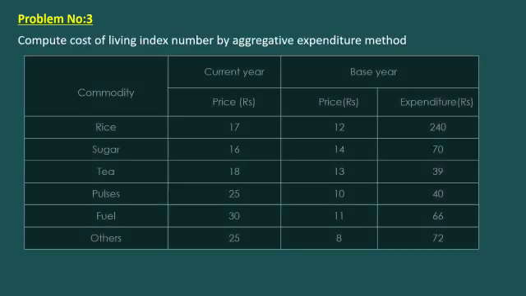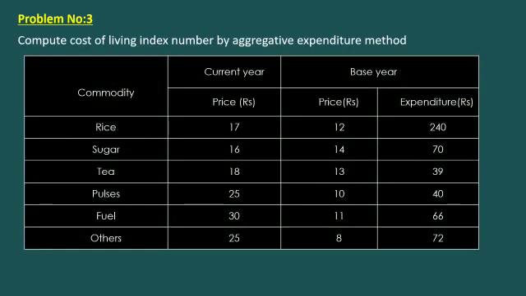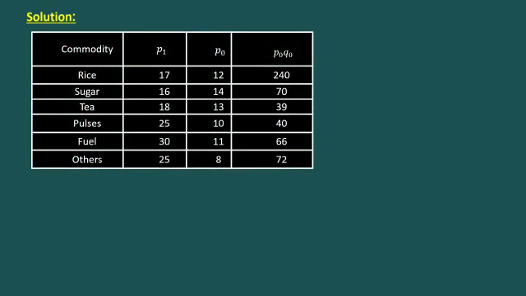Next question. Compute cost of living index number by aggregative expenditure method. So we have 6 commodities that are mentioned. Prices for current year are mentioned. Base year price and expenditure are mentioned. Solution. We denote the current year price as P1, base year price by P0, base year expenditure by P0 Q0.